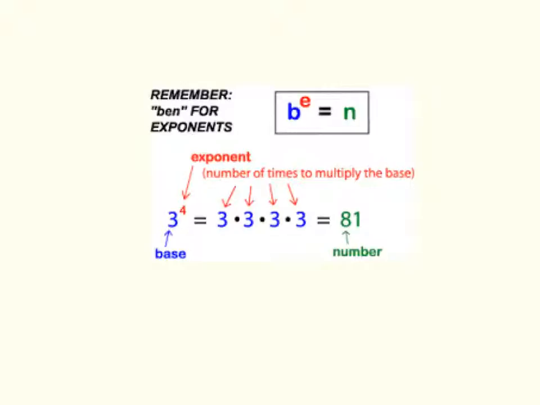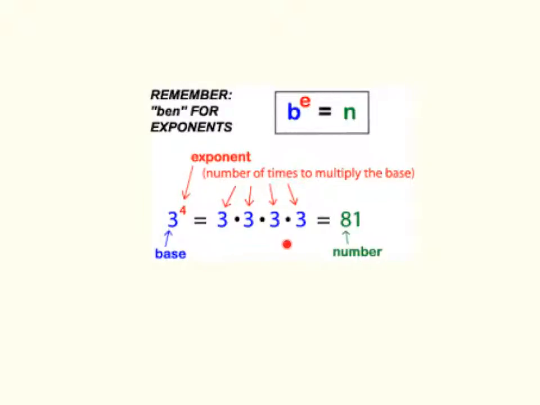We start with a base. In this problem, the base is 3. There is a small number, which we call an exponent, kind of above the base, which tells us how many times we need to multiply the base.